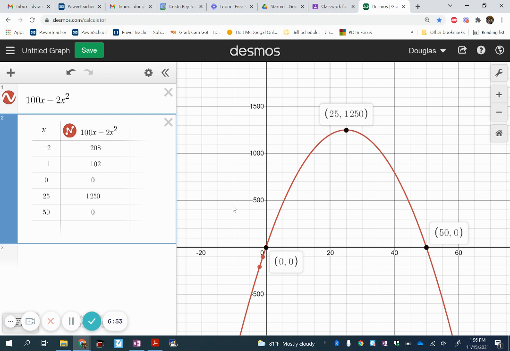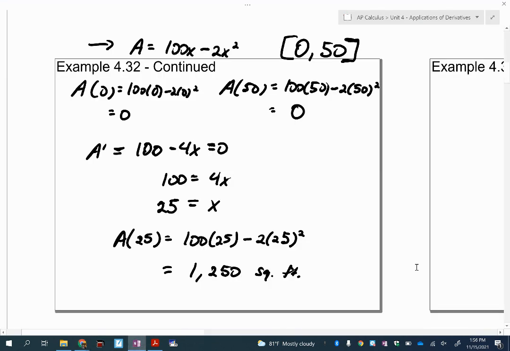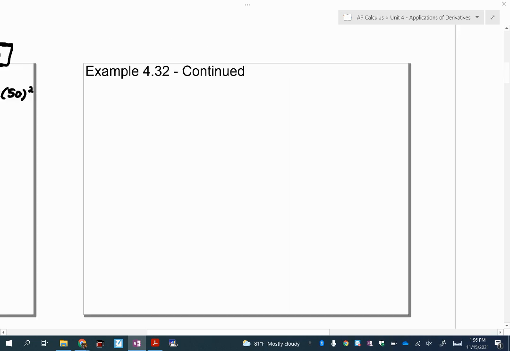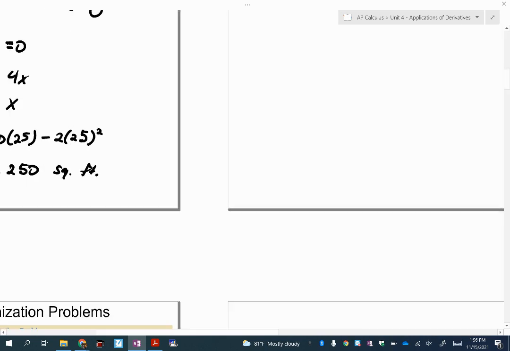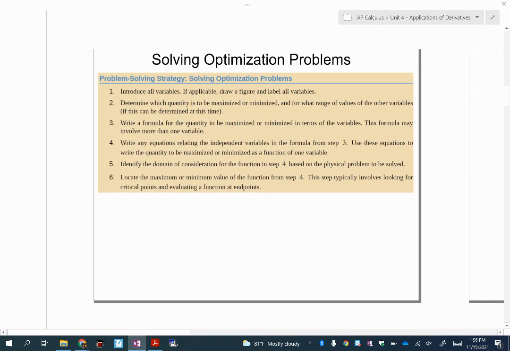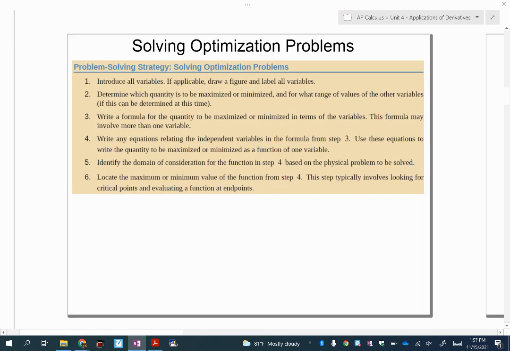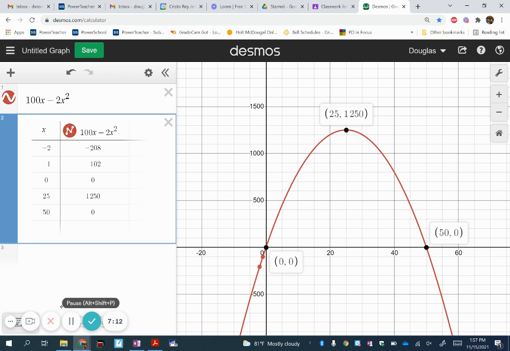But ultimately, I want you to focus on finding the critical points, not just using Desmos. If you want to put a sketch, you can, but I left this slide here blank in case you wanted to sketch it. Okay, so that's it for the first one. I'm going to move into some more optimization problems focused on this problem-solving strategy.